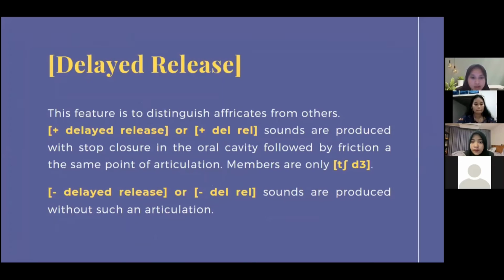Next, and then is delayed release. This feature is to distinguish affricates from others. Plus delayed release or plus del rel sounds are produced with stop closure in the oral cavity followed by friction at the same point of articulation. Members are only sa and ja. Minus delayed release or minus del rel sounds are produced without such an articulation.